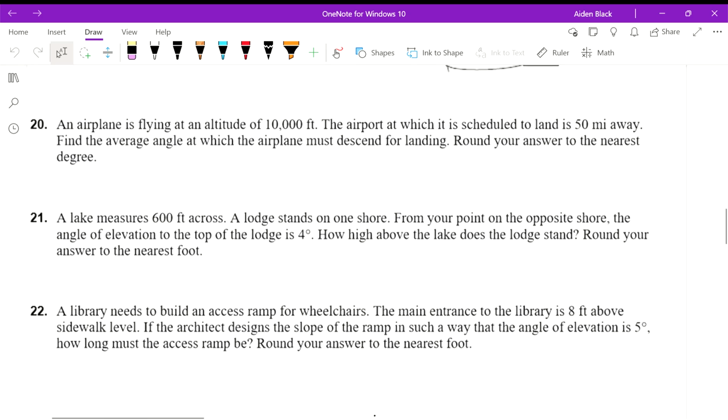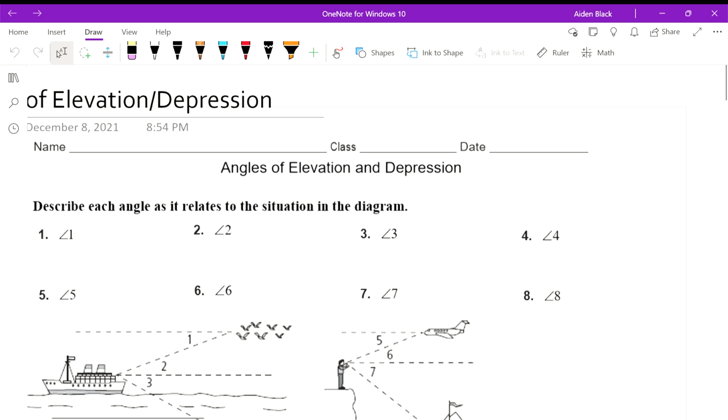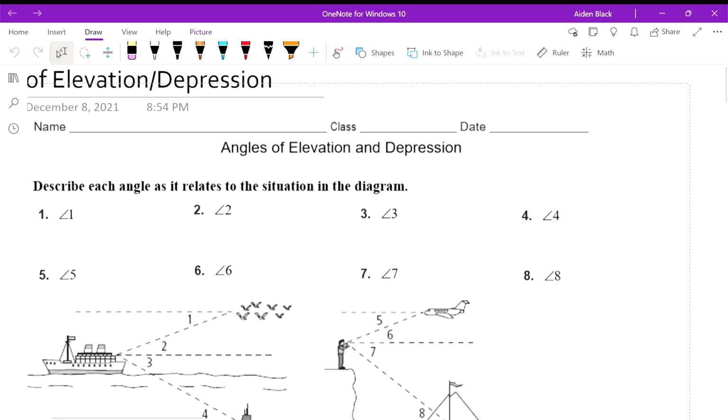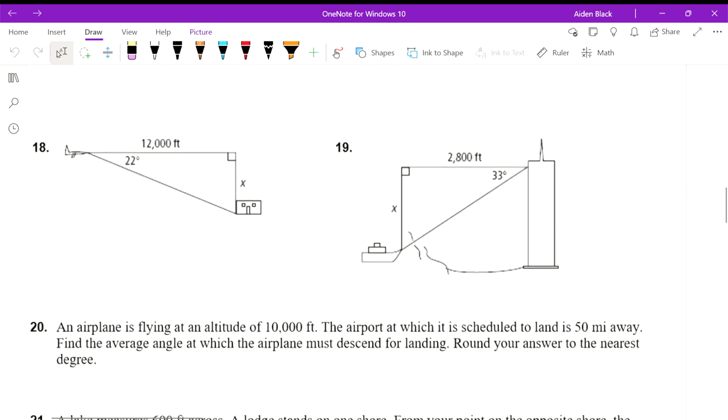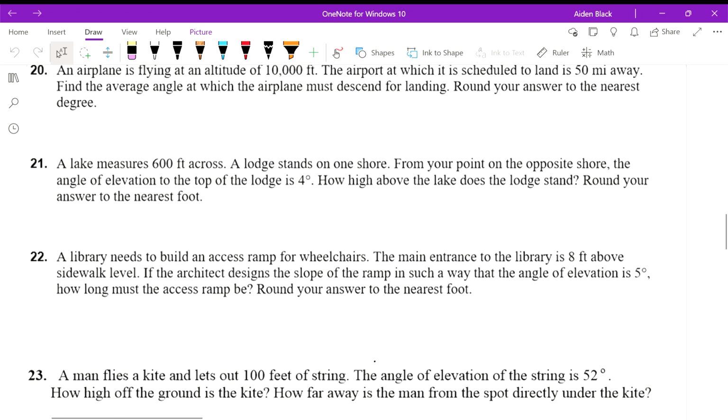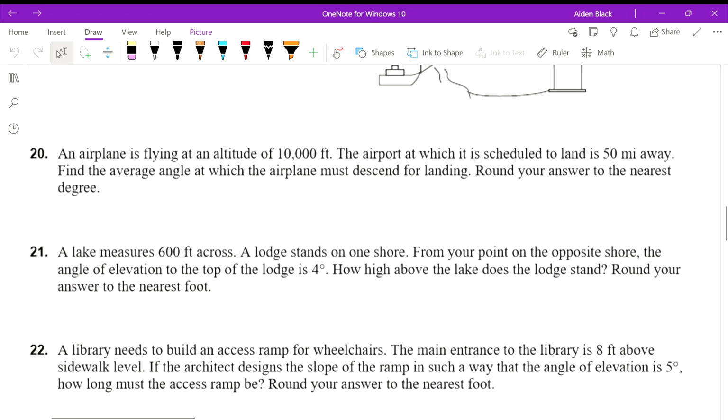Okay, so we're looking at question 20 on this worksheet here, angles of elevation and depression. An airplane is flying at an altitude of 10,000 feet. The airport at which it's scheduled to land is 50 miles away. Find the average angle at which the airplane must descend for landing. So that's an angle of depression. Round your answer to the nearest degree.